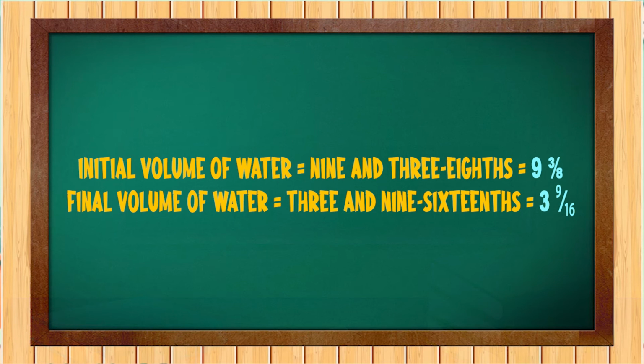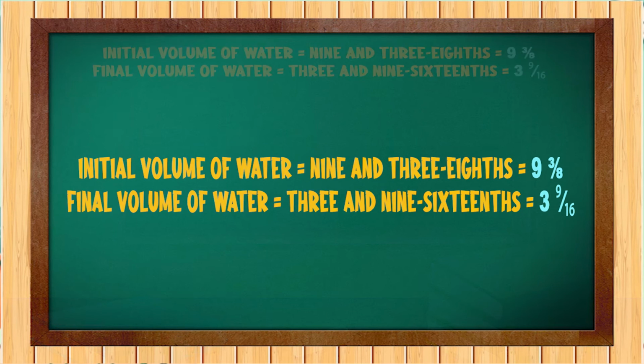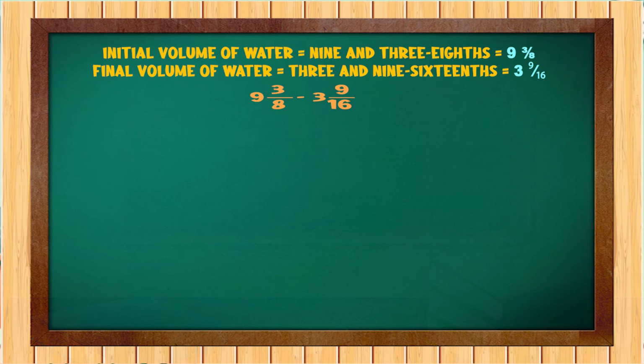Then we have to identify the mixed number for the final volume of water. From this scenario, they said the final volume of water is 3 and 9/16. How do we write this? We write 3 as a whole number and then 9 above 16 as 9/16, which is the fractional part. Now that we have both mixed numbers, we can subtract. Therefore, we have to subtract 9 and 3/8 from 3 and 9/16.